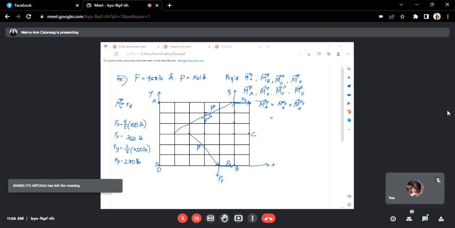If we extend the line of action of Fx, look, it just passes through A. So if it just passes through A, class, extending its line of action of the force, can it still rotate about A? If it passes through the moment center, of course, class, it cannot rotate. So, in short, the moment of Fx about point A is 0. It is 0, class.